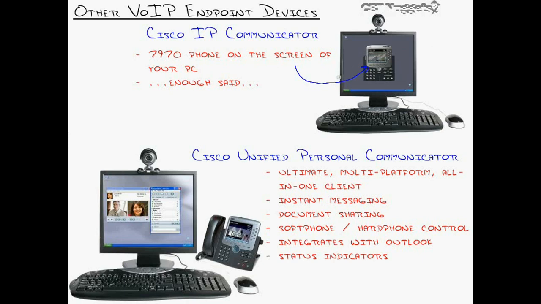So the Cisco IP Communicator was an awesome addition, because this is a 7970, just exactly like the color phone, on the screen of your PC. Enough said, because that's all it is. It's got the 8 lines, got the color display. Notice no handset, because you can actually plug in a headset to the PC and that's your phone.